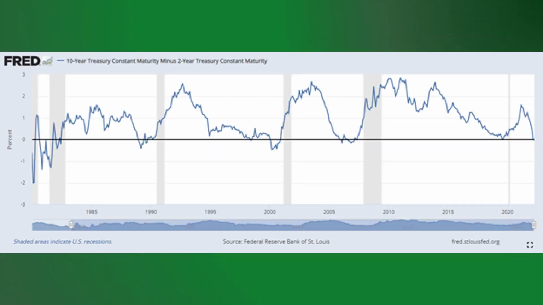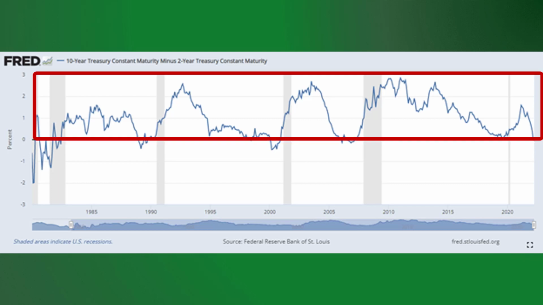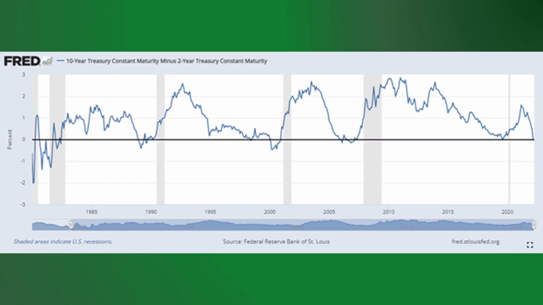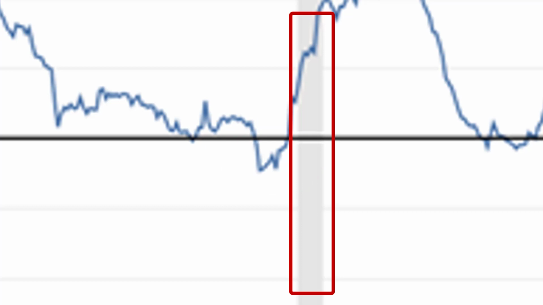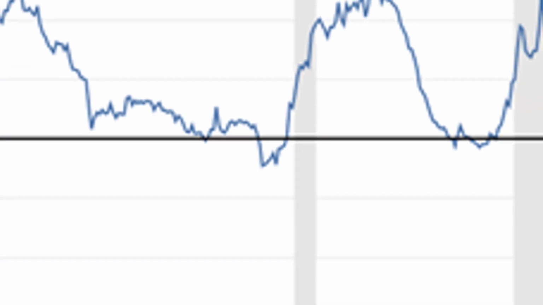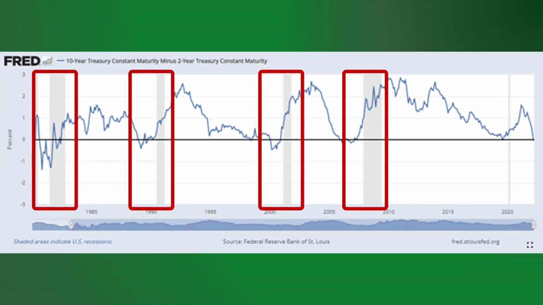Here's another way to look at it. This is a chart showing the difference in yields between the 2-year and 10-year bonds from 1980 to today. You can see that the line is normally above 0 because normally the 10-year bond is trading for more than the 2-year bond. But sometimes the line dips below 0. This is when the yield curve is inverted. The gray bars on this chart stand for recessions. So you can see that a recession typically happens about 12 months after the yield curve inverts.